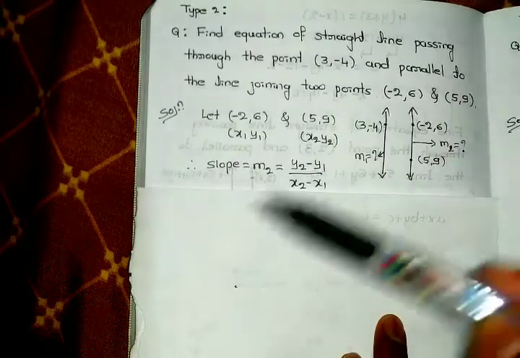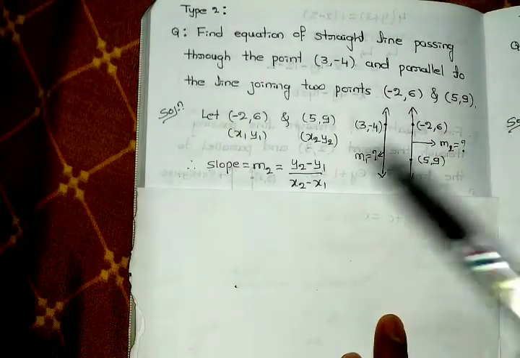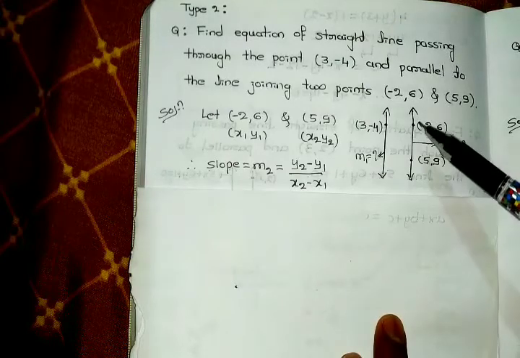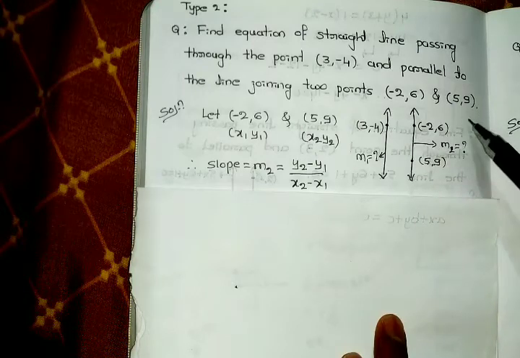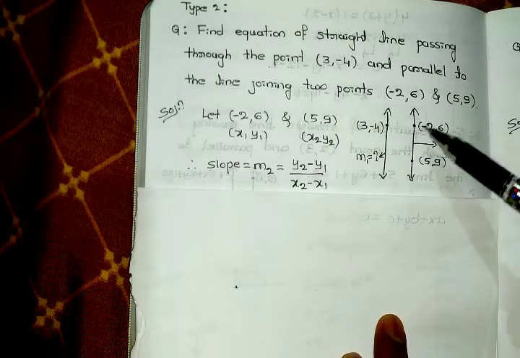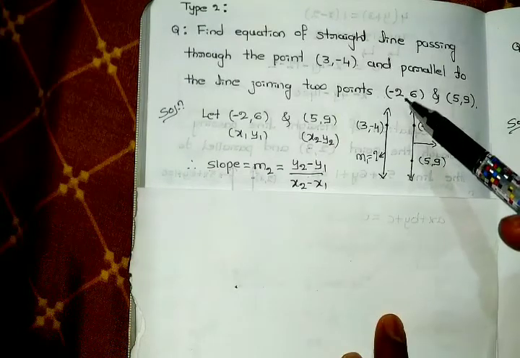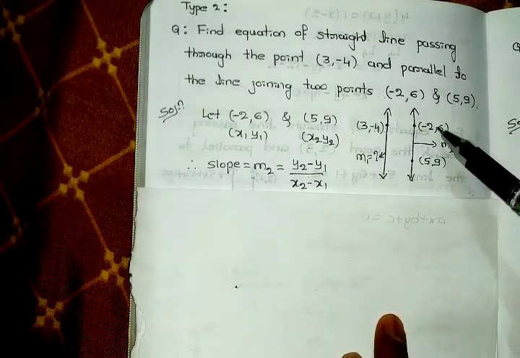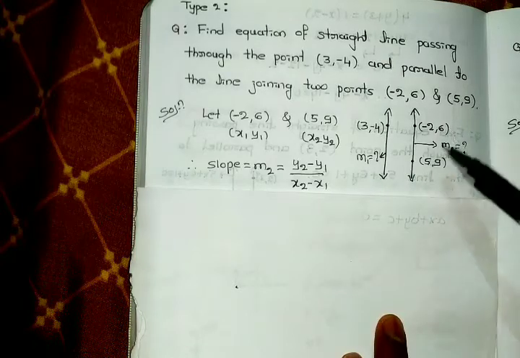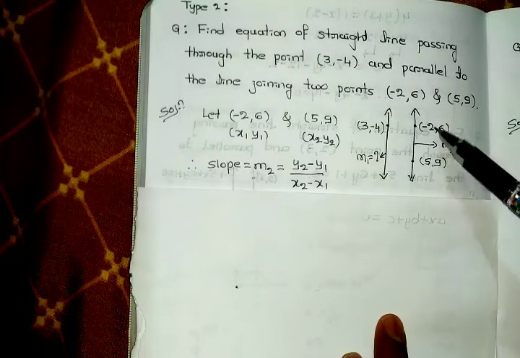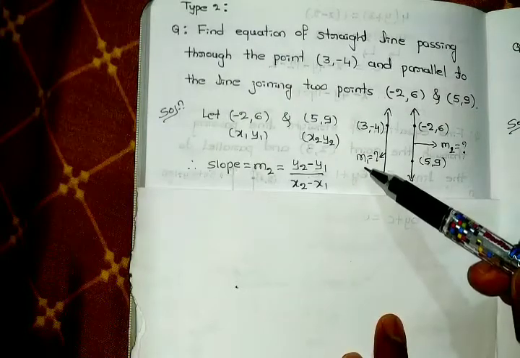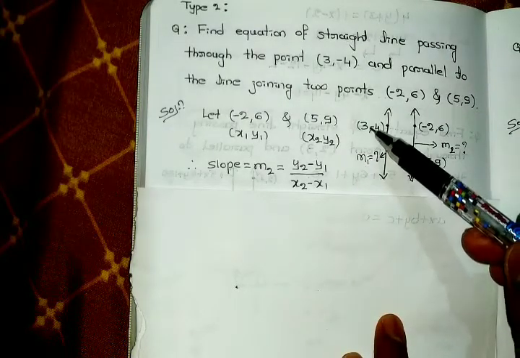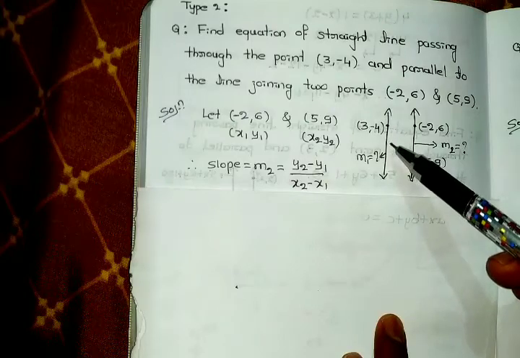Okay, but if you compare this example with the previous one, that is type 1, in type 1 the second line equation is already given in the form ax plus by plus c equals 0. But here the equation is not given. Instead of the equation, two points are given, first point and second point. What to do first? Using these two points, first you need to find M2. After finding M2, using the parallel condition, find M1. After finding M1, using these two, find the line equation.